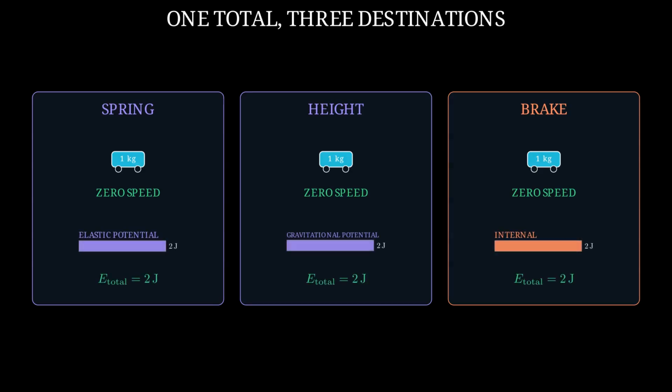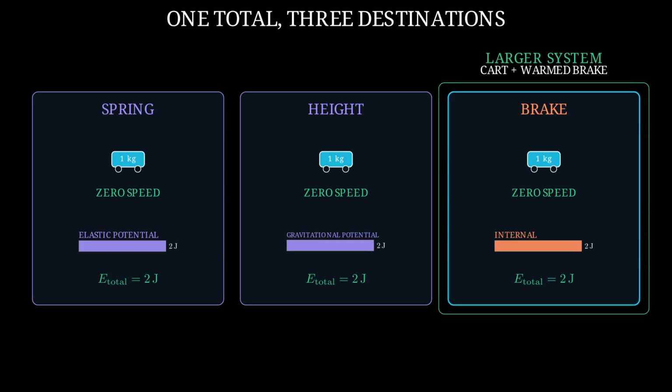The same 2-joule motion account reached 3 destinations. The ideal spring stored 2 joules in elastic configuration. The hill stored 2 joules in gravitational configuration. The brake transferred 2 joules into microscopic motion, deformation, and sound that this simple cart state does not resolve.